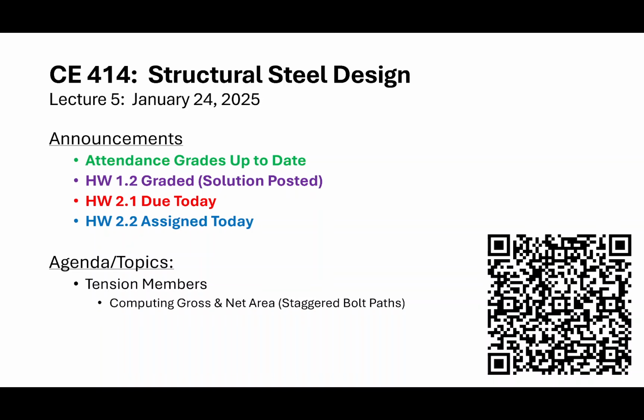I'm hoping that homework 2.1 was pretty straightforward. It's really just meant to make sure you were paying attention in class on Wednesday, but also stretching it a little bit, maybe at least with that second problem, so that you understand that you've got different bolts going through different components of the cross-section, all that.